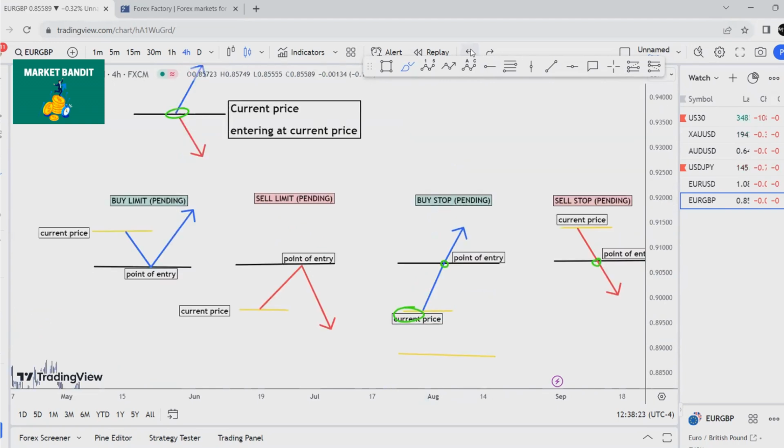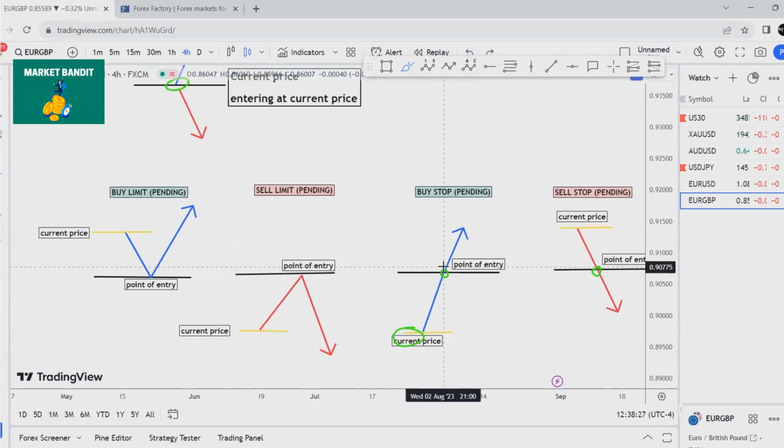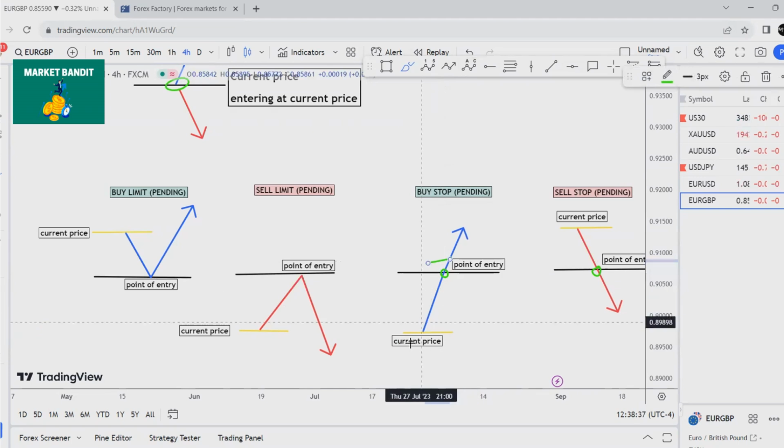So with a buy stop, if you expect price to increase in value once it breaks through this level, this resistance, which will become support, right? You set a buy stop order a little bit higher. So once price breaks through and hits that buy stop order, your trade becomes active, and then if price continues to increase in value, you would make profit, right?